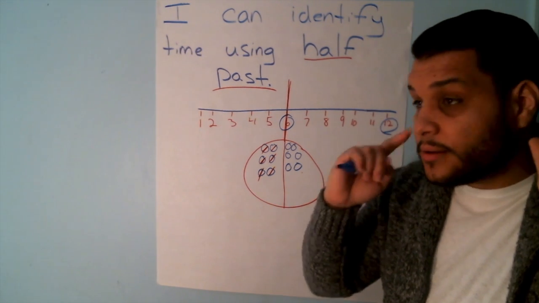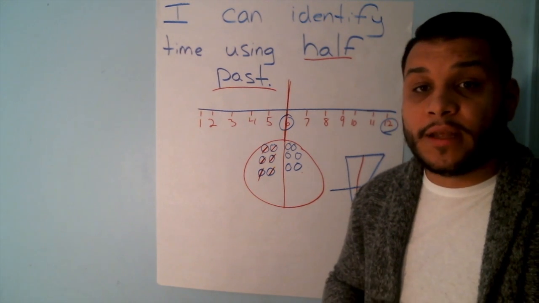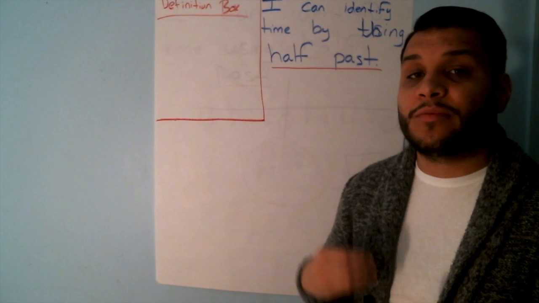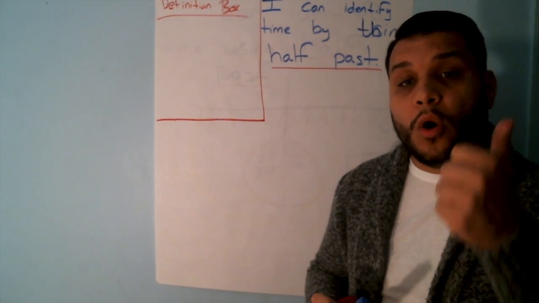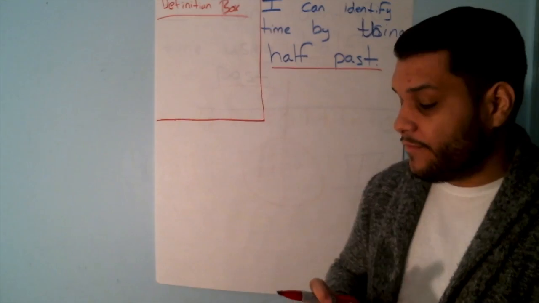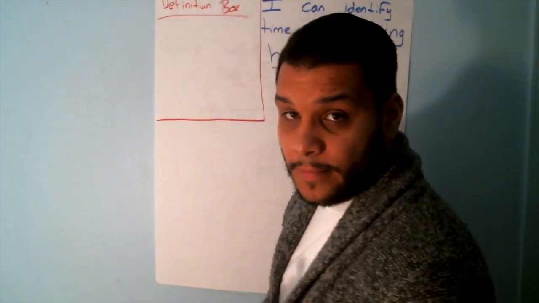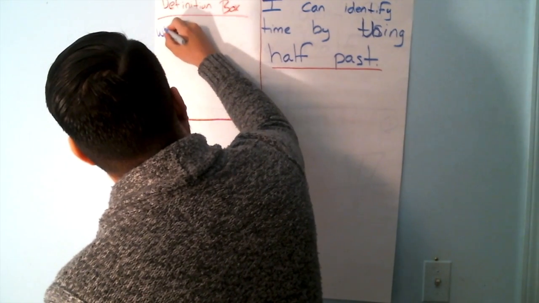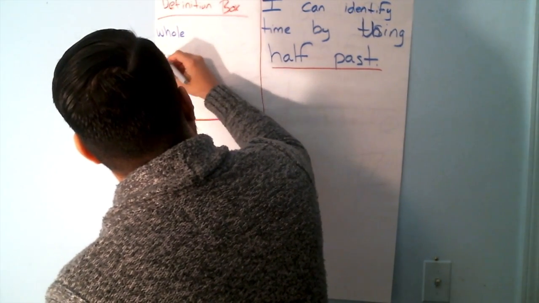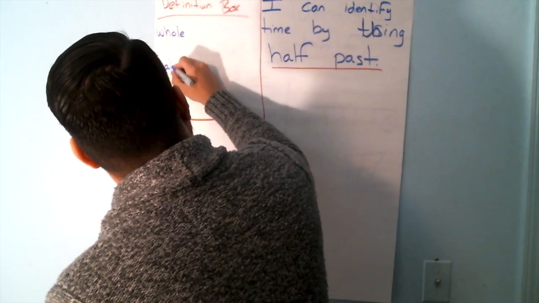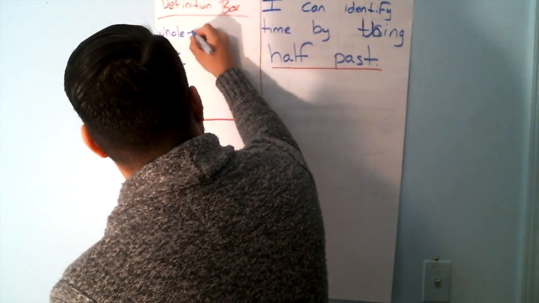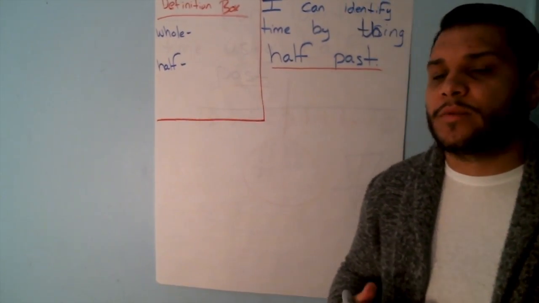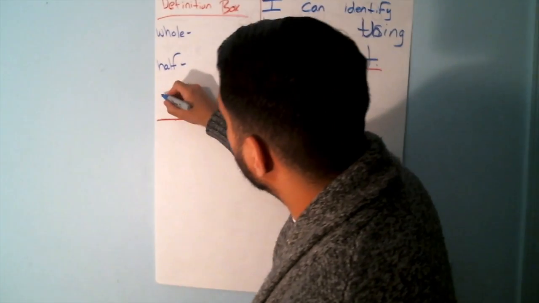What is the number? Show me with your fingers. The two words that Mr. Nieves said were important are the words whole and half. What were the words? Awesome job. Whole and half. And another word that I'm going to be focusing on today as well is our minute hand.